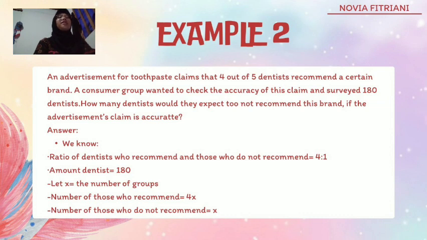We know the ratio of dentists who recommend and thus who do not recommend is 4 to 1. Among these 180, let x be the number of groups: the number of those who recommend is 4x, the number of those who don't recommend is x.